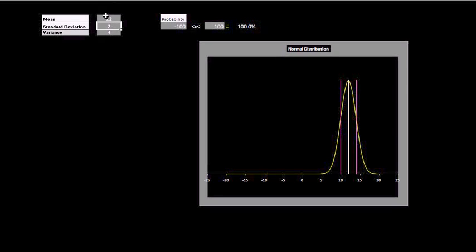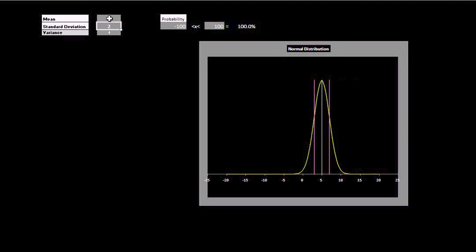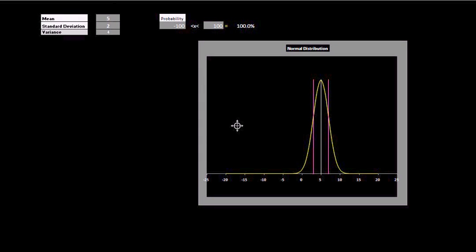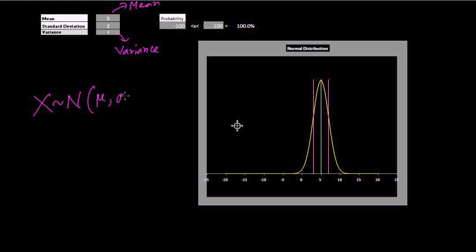Let me bring it back to 5. So this is what the normal distribution looks like. If you want to know what is really going on here, this is the mean, the center of the data. This is the variance. When we talk about the normal distribution, it is referred to as the mean comma the variance. But since we always work with the standard deviation, which is something that we will be defining, the standard deviation is the gap between one data point and another, the measure of dispersion.